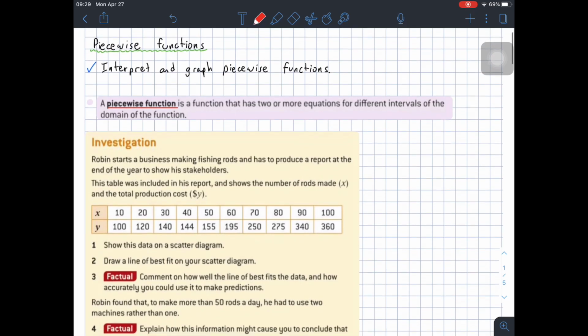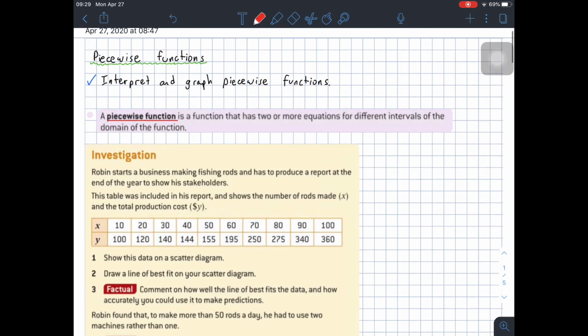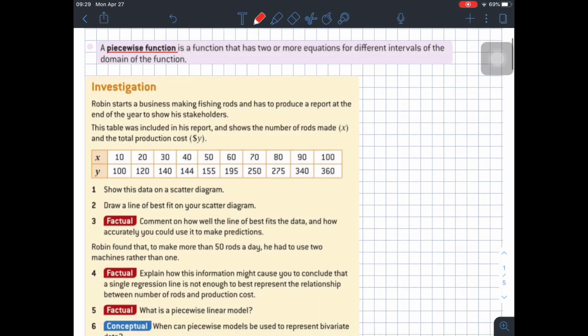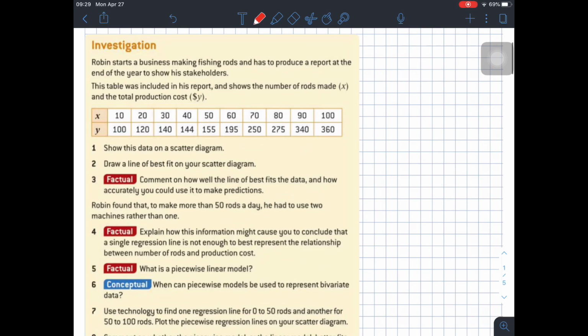Okay, so let's begin by defining what a piecewise function is. It says, a piecewise function is a function that has two or more equations for different intervals of the domain of the function. Okay, we're gonna see that in some examples later on. Let's do this investigation now.